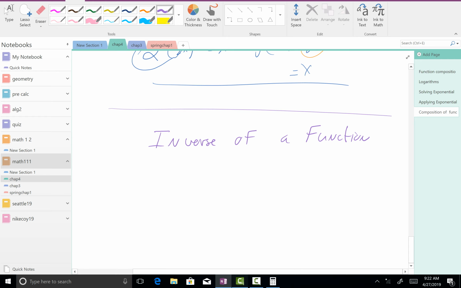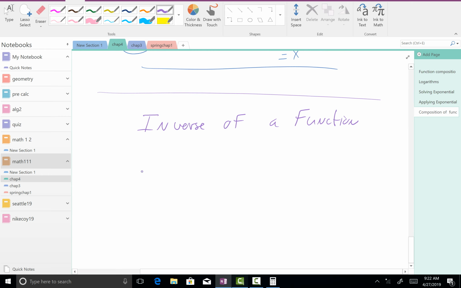All right, so let's say everybody's back. Okay, inverse of a function. That's what we're going to take a look at next. A little bit easier than the composition that we did.